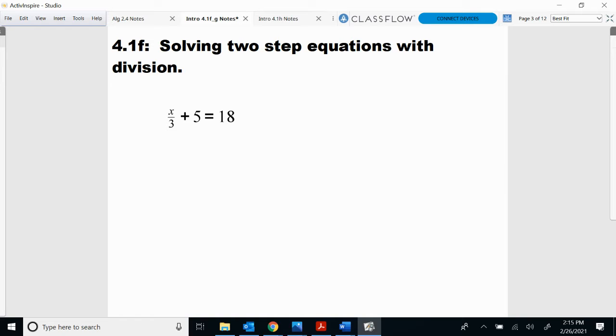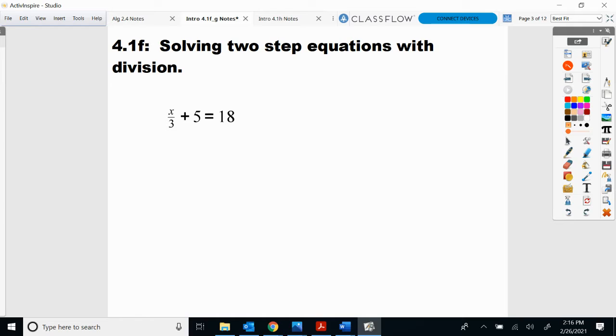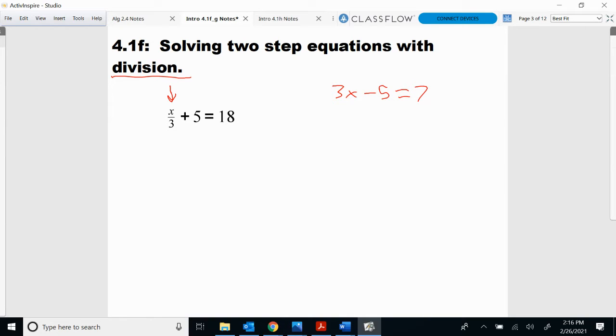So what we're up to today is we're going to be solving two-step equations that now involve some division. What we've done so far is equations like this that have multiplication. We had 3x minus 5 is equal to 7, for example. So we've solved ones like that. Now what's changing is this right here. Instead of multiplication, we have our variable in a fraction form, which just means division. Let me show you how we're going to work a problem like this out.